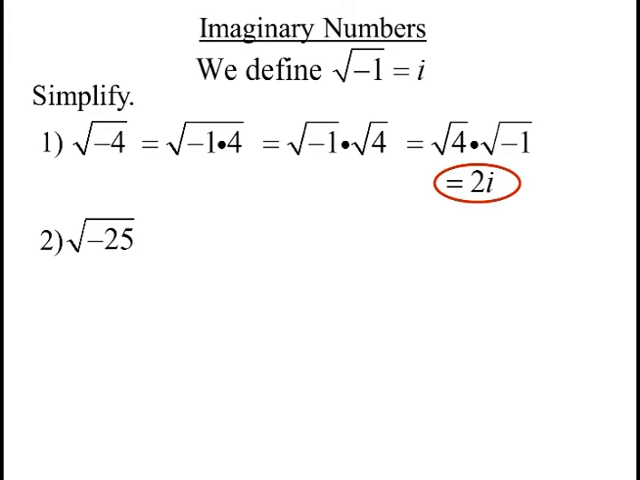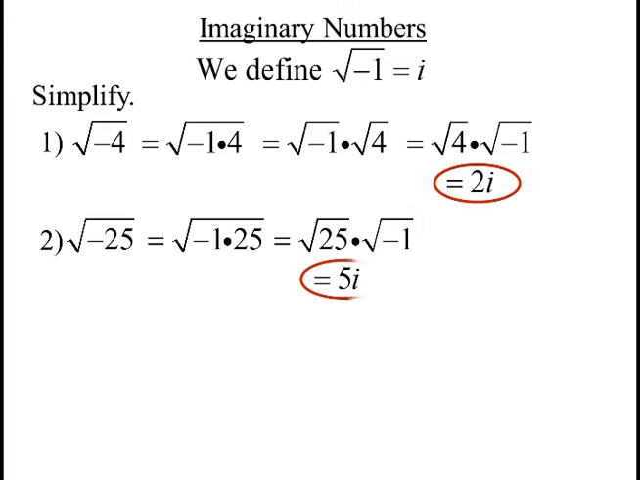The next one, square root of negative 25. You can't take the square root of a negative number unless we break it up into root negative 1 times 25. And that's going to simplify to 5i.